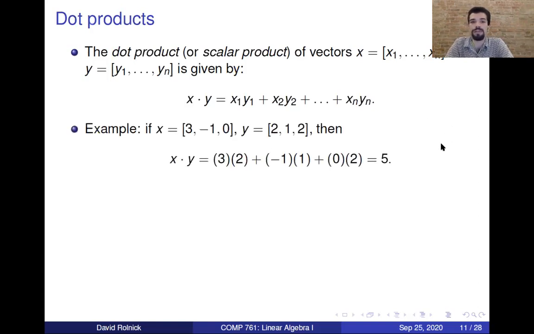So as an example, if x is 3, -1, 0, and y is 2, 1, 2, then the dot product is the sum of 3 times 2, -1 times 1, and 0 times 2. So that would be 5 in this case. Now, what is x dot x?